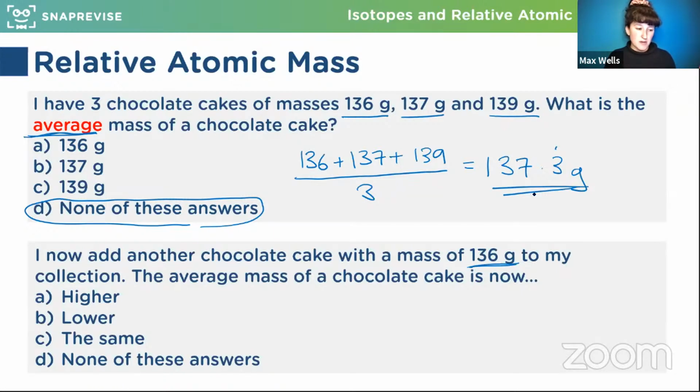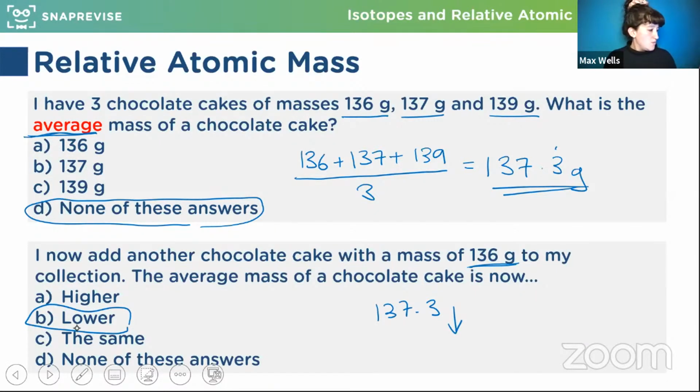Again, we've got a couple of different answers. So if my average mass was 137.3 and I'm including 136 in my average, it is going to bring my average down because 136 is lower than my average. So the answer there is B.